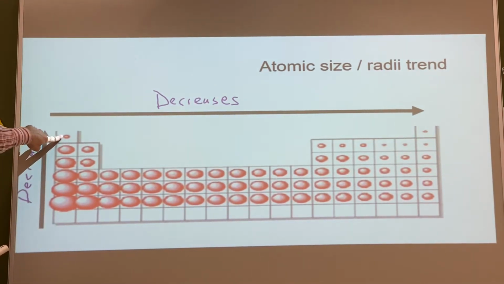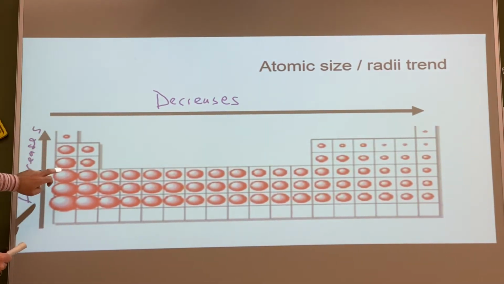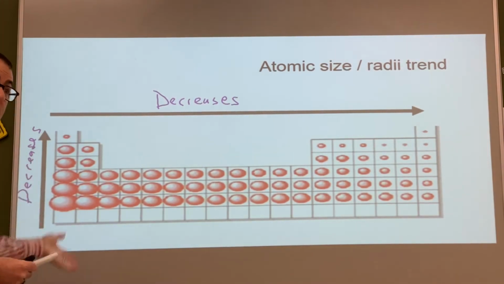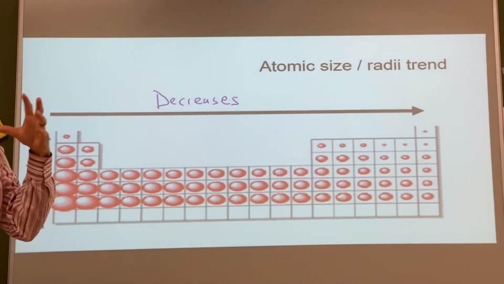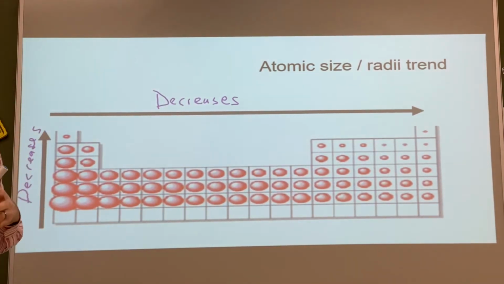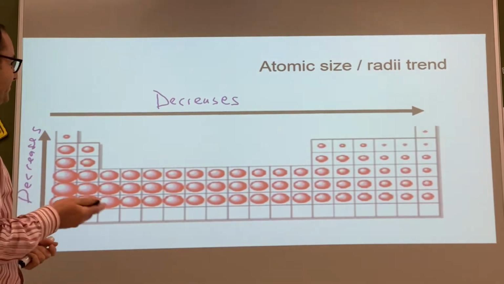Because here there's only one energy level, then you have 2, 3, 4, 5, 6, and you can see that it gets bigger the more energy levels you have. And then as you go across, it gets smaller because of that nuclear charge pulling all the electrons in closer. Got it? Okay.